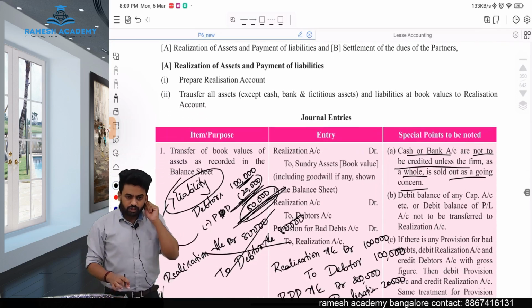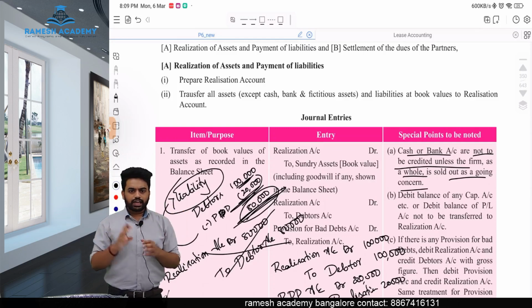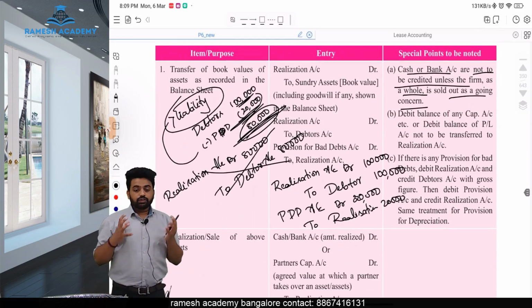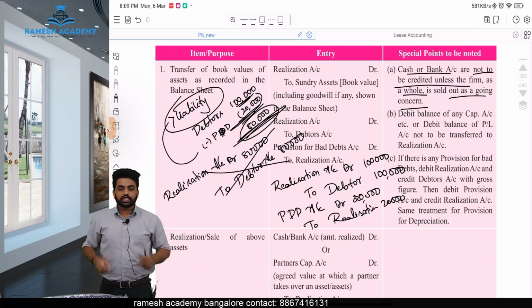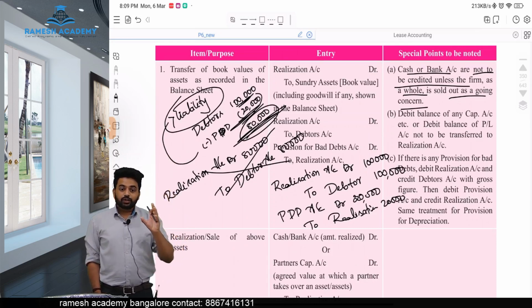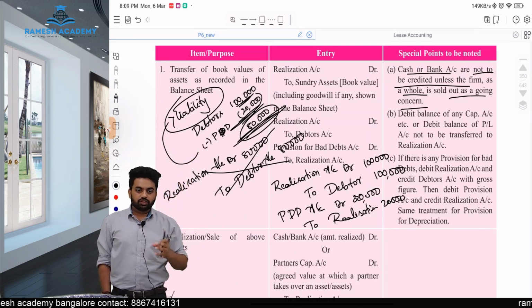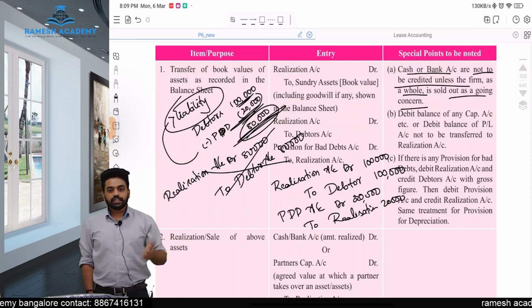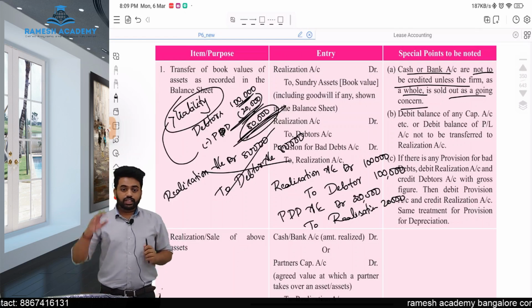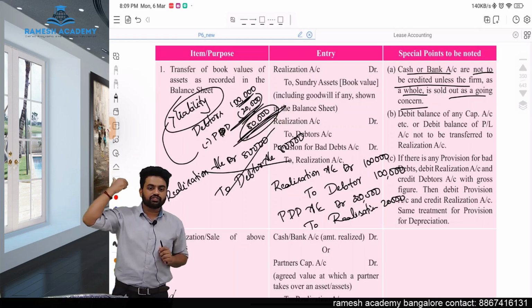What are the steps involved? First, you have to prepare a realization account. You should transfer all your assets and all your liabilities. When you transfer your assets into the realization account, your assets will be showing a debit balance, so you are going to credit them and debit the realization account, the special nominal account. So the entry will be: realization account debit to asset account. But make sure you are not going to transfer cash, bank, or fictitious assets.